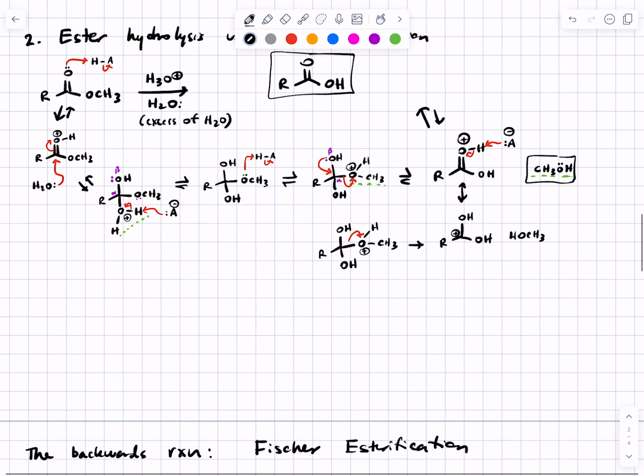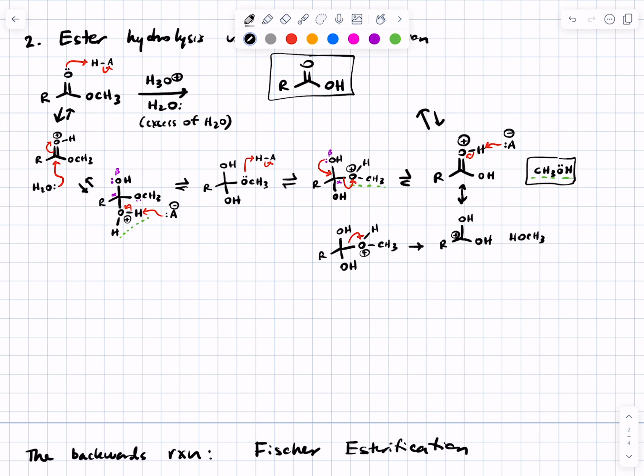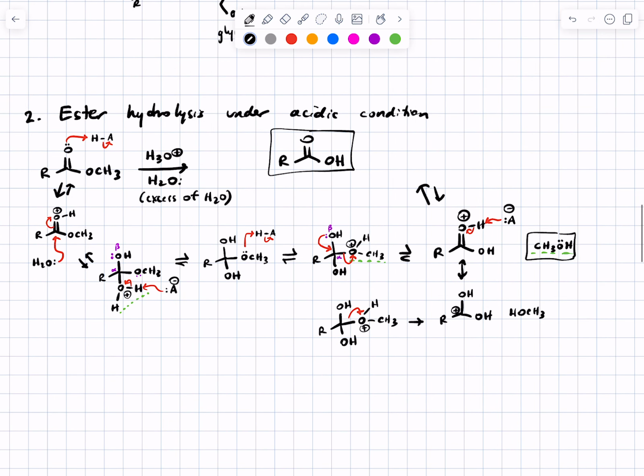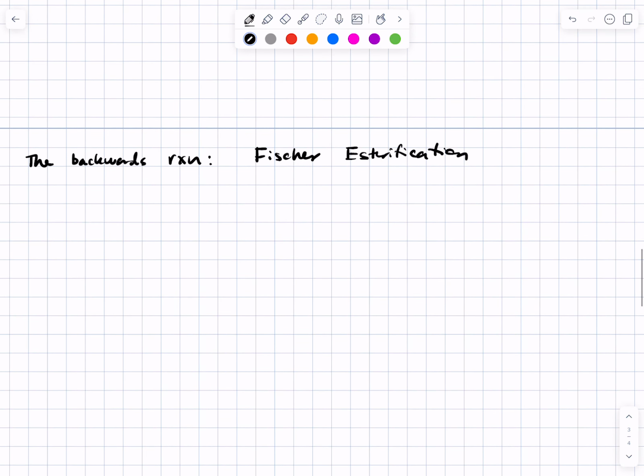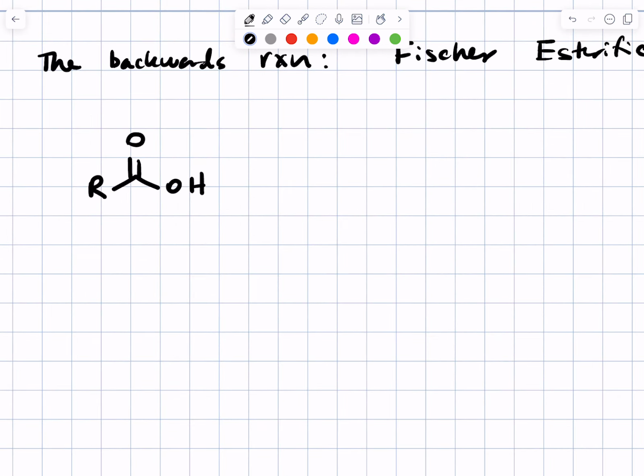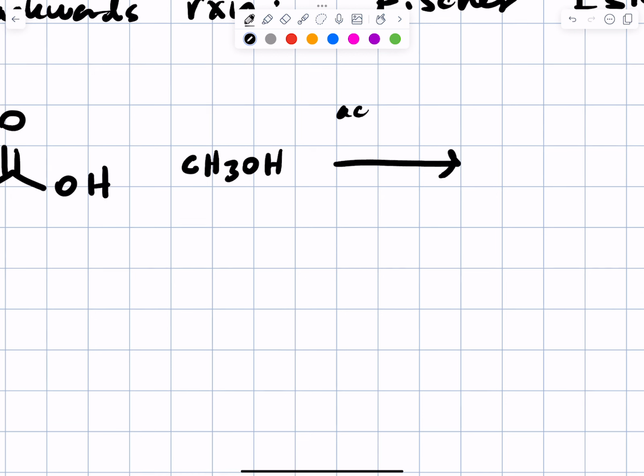And I want you to pay attention to, when we finish drawing this, I want you to go back and notice that all of the intermediates are exactly the same. We've simply pushed the arrows in the reverse direction. As with acetal formation, when we do Fischer esterification, we're going to need to remove water. So we'll use methanol as our nucleophile, and we're going to need some acid catalyst.